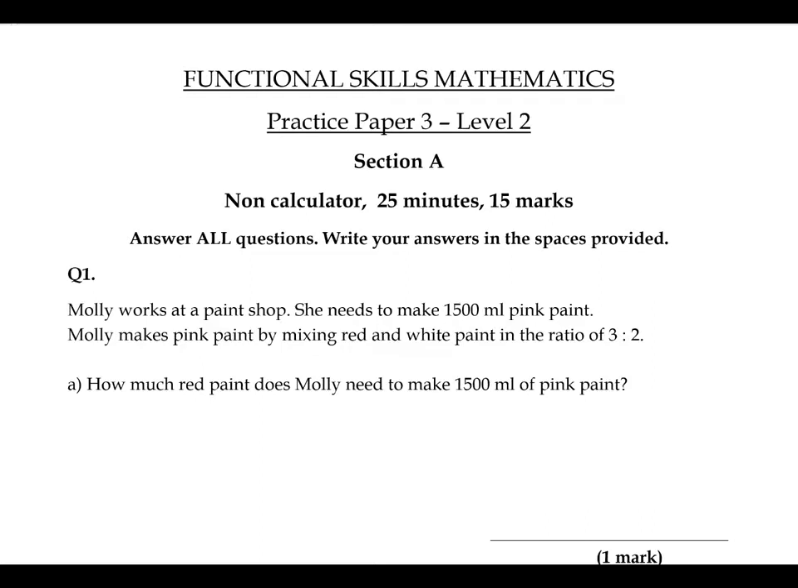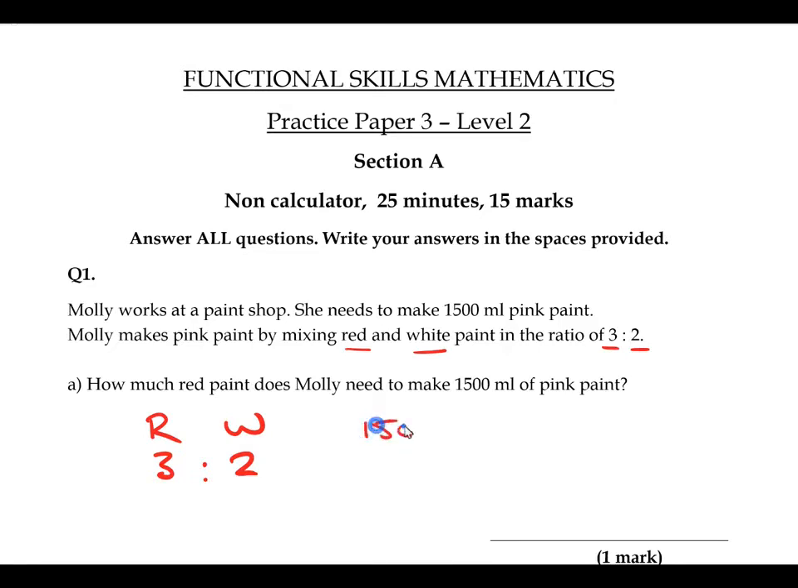So let's start with question 1, where Molly works at a paint shop. She needs to make 1500 millilitres of pink paint. Molly makes pink paint by mixing red and white in the ratio of 3 to 2. So red and white in the ratio of 3 to 2. How much red paint does Molly need to make 1500 millilitres of pink paint?